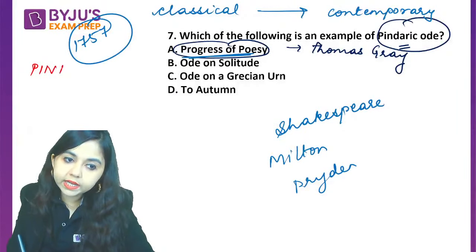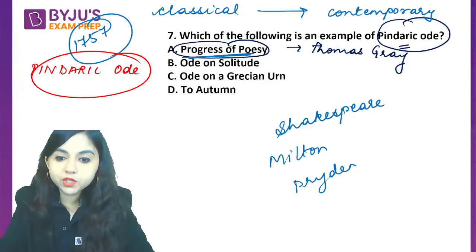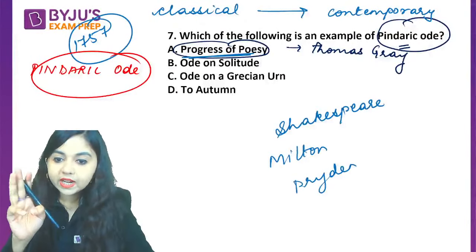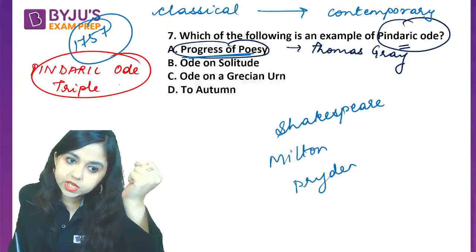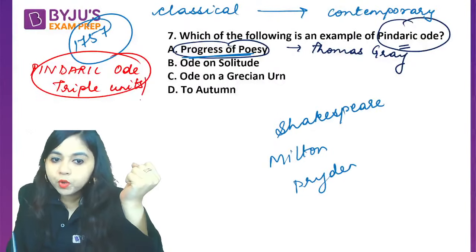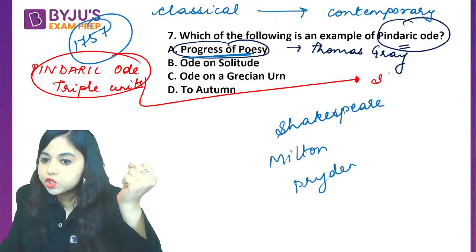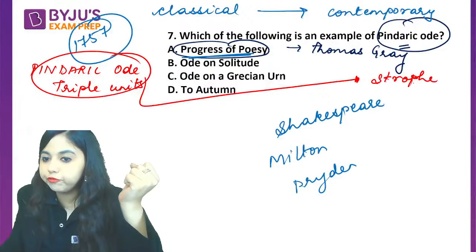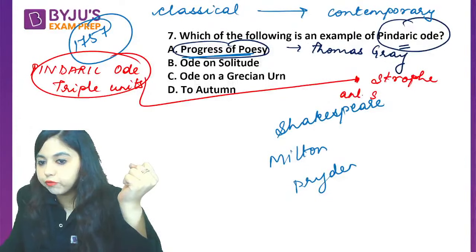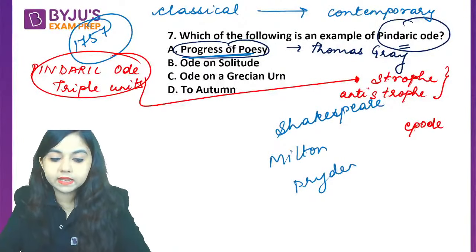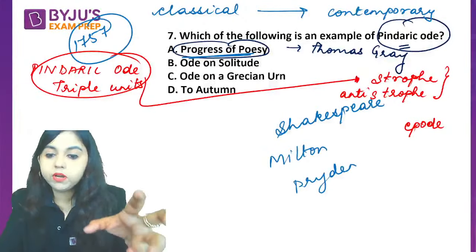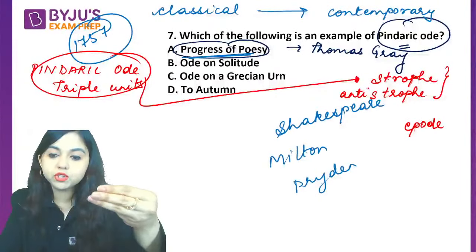You should also ideally know that the Pindaric Ode had a triple-part structure, right? The Pindaric Odes had triple units, or a group of triple units. These are the units of an ode that we are talking about. So the strophe and antistrophe are of the same length, and the epode is also coming in. Epode is a different structure. So these are the three parts of the Pindaric Ode.